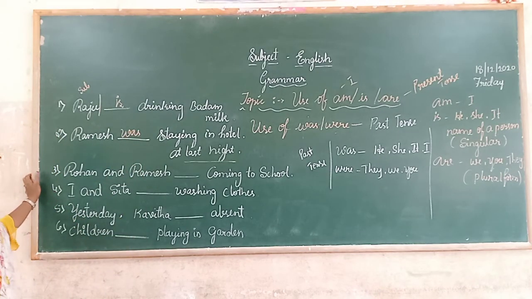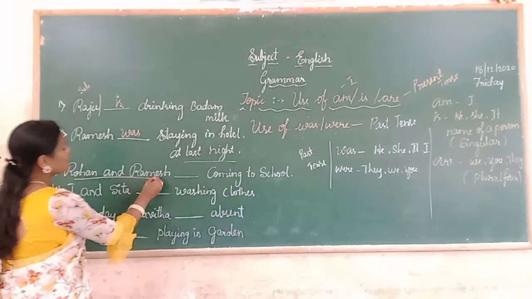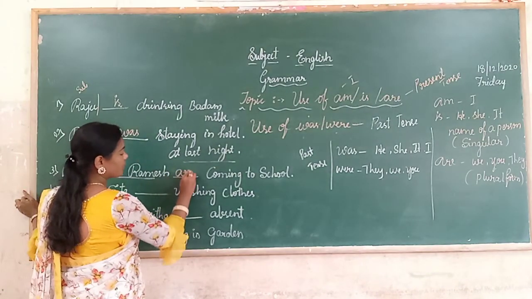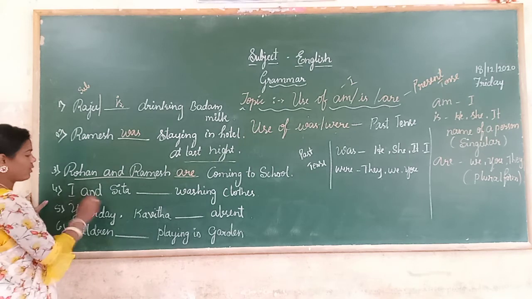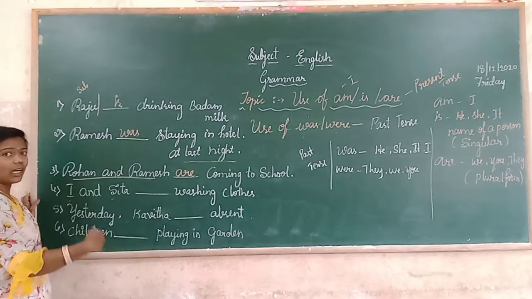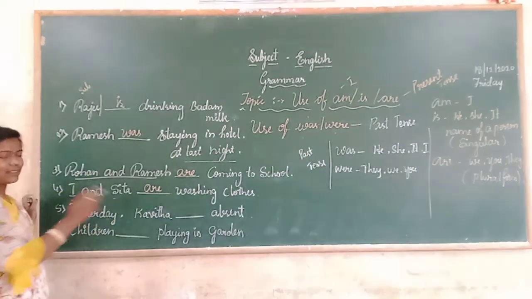Rohan and Ramesh dash coming to school. Is this sentence in present tense or past tense? Present tense. Why? There is no mention of yesterday, last night, last day, last year. So this sentence is in present tense. The subject Rohan and Ramesh is plural. How many boys are there? Two boys. We use are. I am Sita dash washing clothes. How many children are there? Two friends are there. So here we use are. The sentence is in present tense.